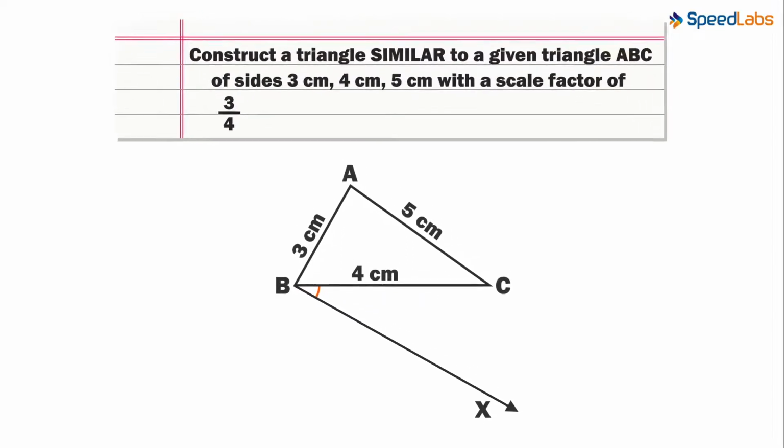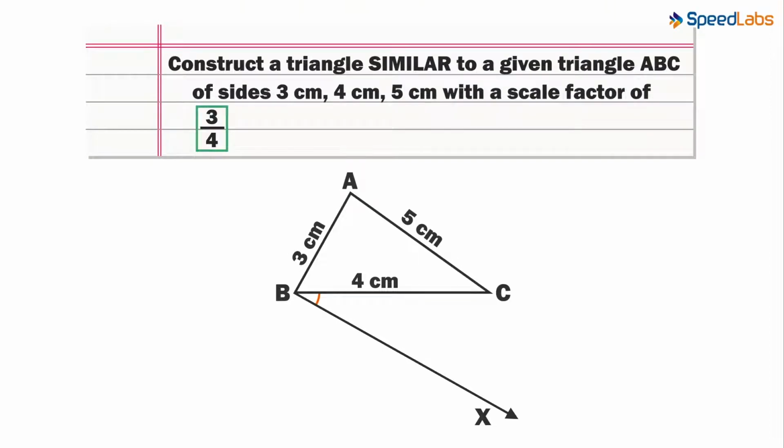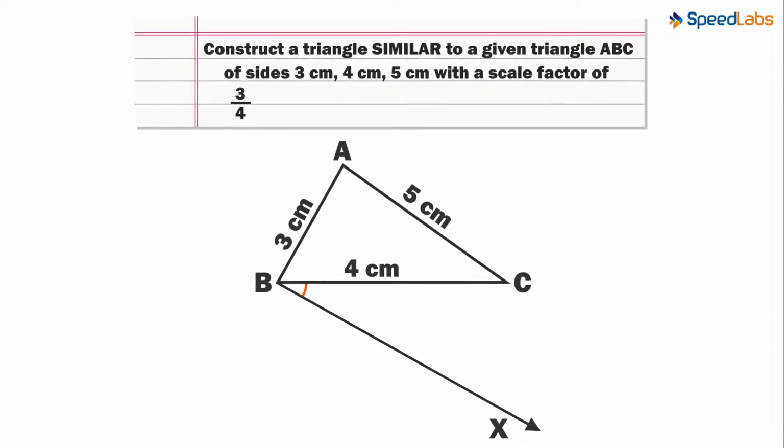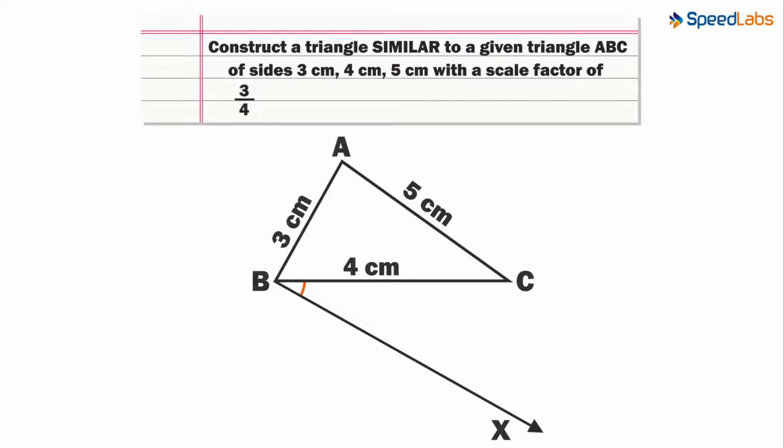Now, have a close look at the scale factor here. Can you tell me which of the numbers is greater, the numerator or the denominator? Yes, it's the denominator, which is 4. The greater number among the numerator and the denominator will give us the number of equal parts we mark on ray BX. Here, we draw 4 equal parts.